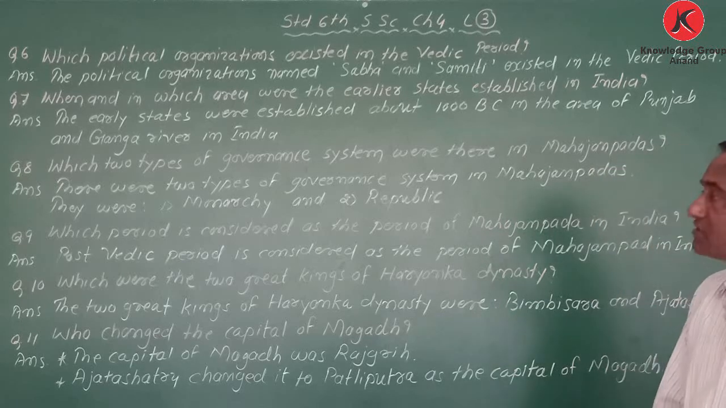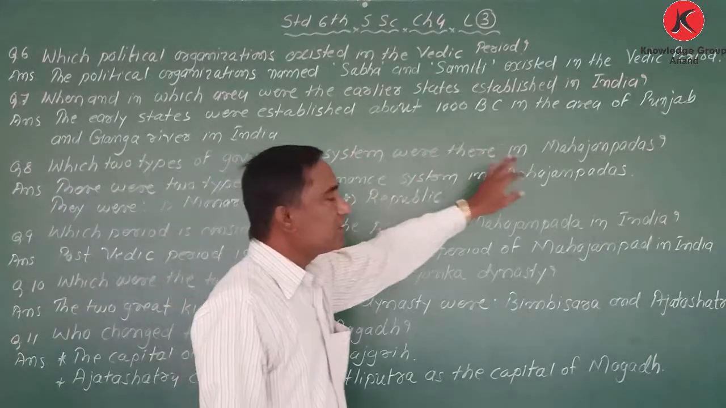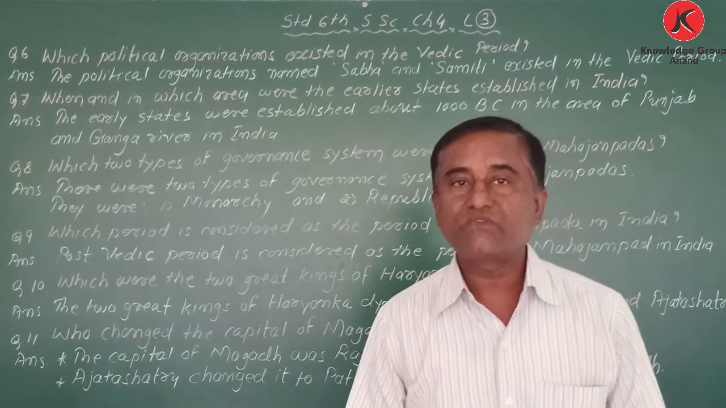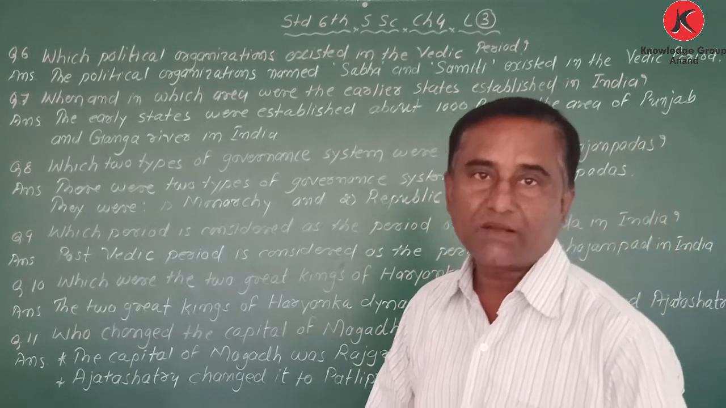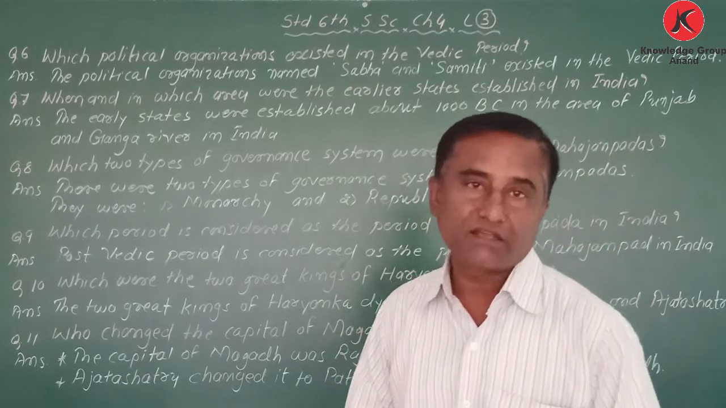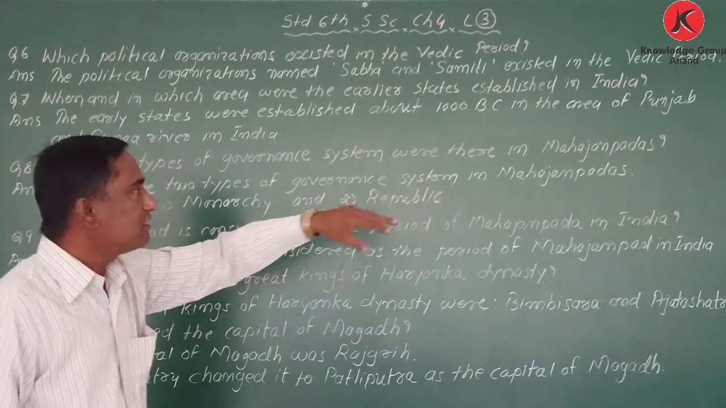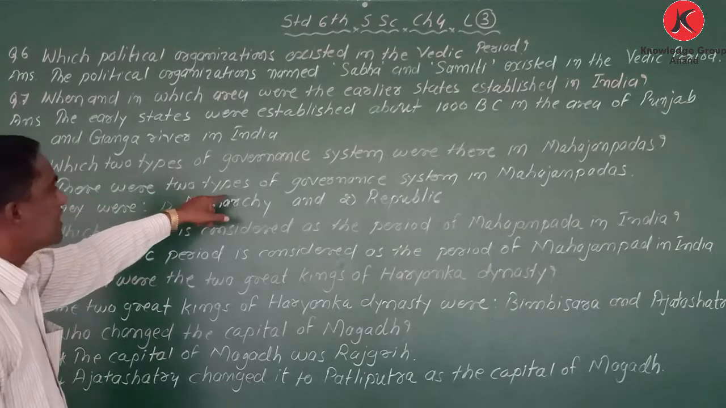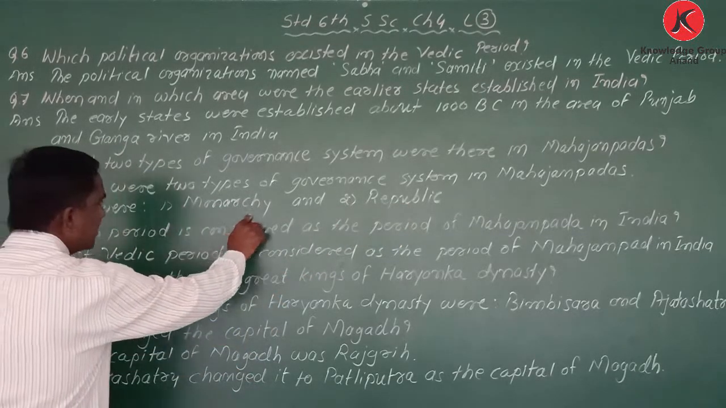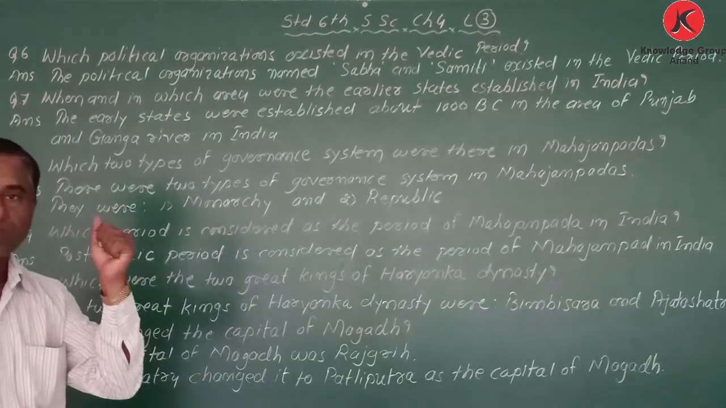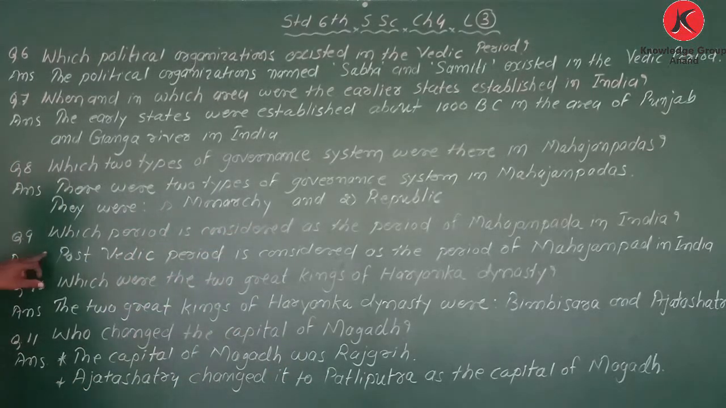Next one. Which two types of governance system were there in Mahajanapadas? There were two types of governance in Mahajanapadas, and they were monarchy and republic. Monarchy means the king is the supreme, and republic means among them they choose one leader. Got it? Next question.